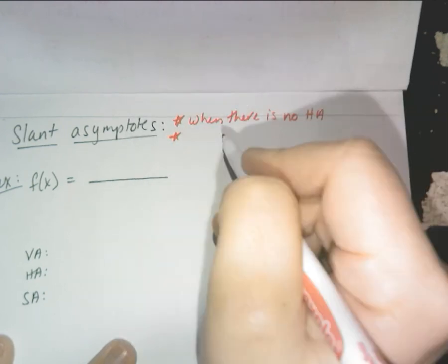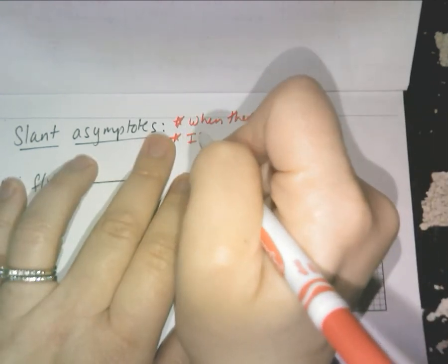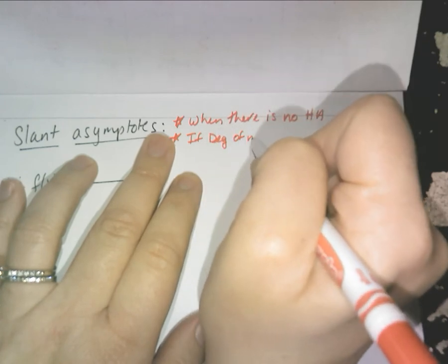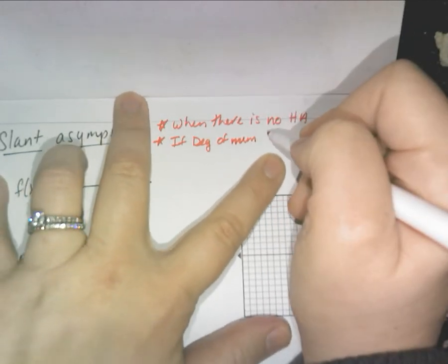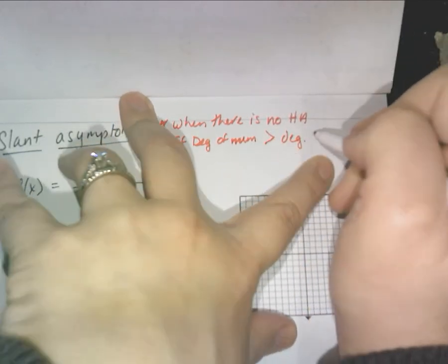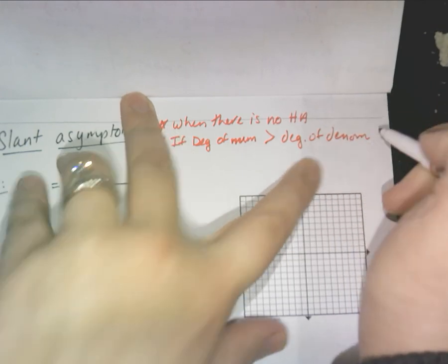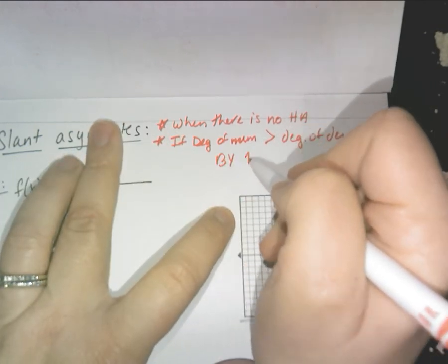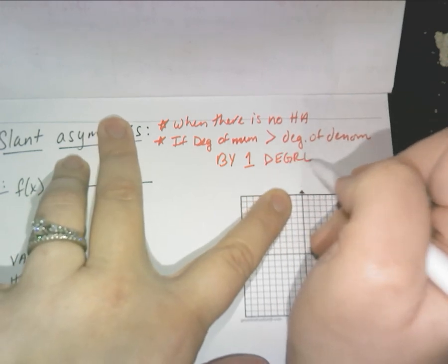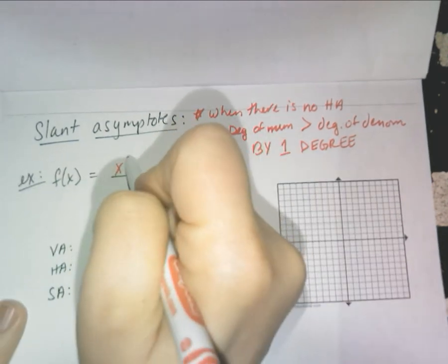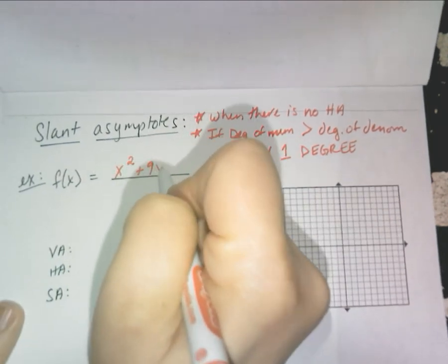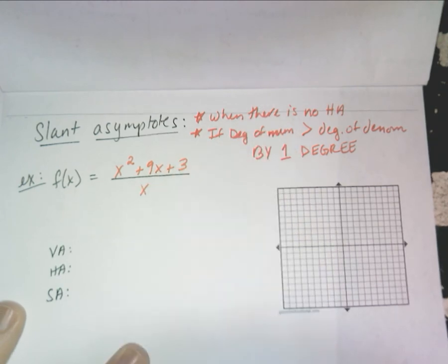Okay, but here's how you know you have a slant asymptote. If the degree of the numerator is bigger than the degree of the denominator by 1 degree. Not by 2, not by 3. If the top is bigger by 2, then you just have no horizontal asymptote. But if it's bigger by 1 degree, then you have a slant. So to give you an example, (x squared plus 9x plus 3) divided by x.